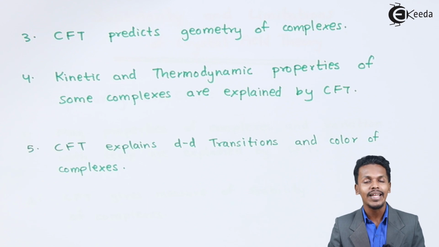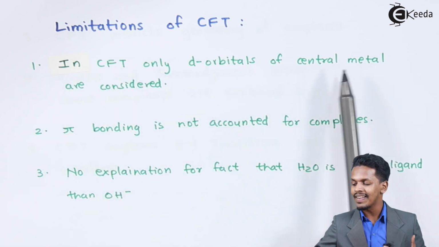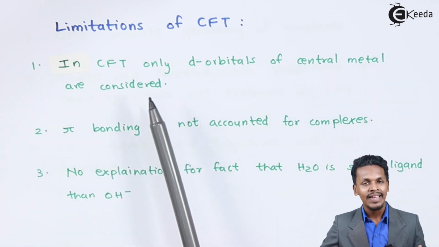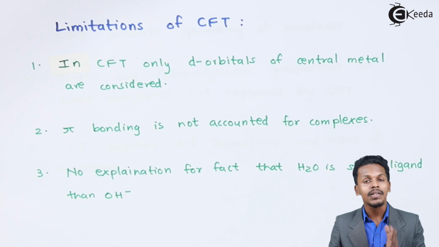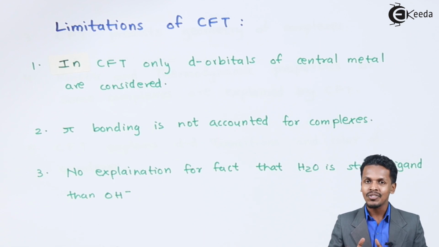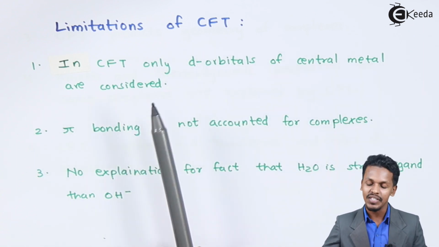And now let me talk about the limitations of CFT. Talking about the first limitation, in CFT only the d orbitals of the central metal are considered. But in case of VBT we have also considered the s as well as p empty orbitals of the metal. In case of CFT, we only consider the d orbitals of the central metal. So that is a limitation of CFT.